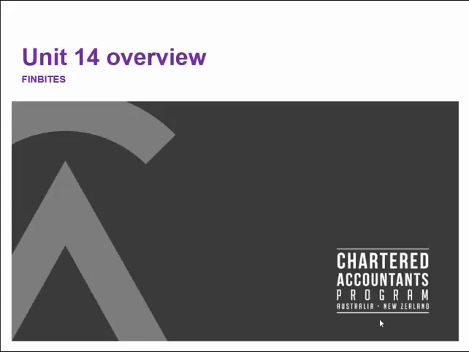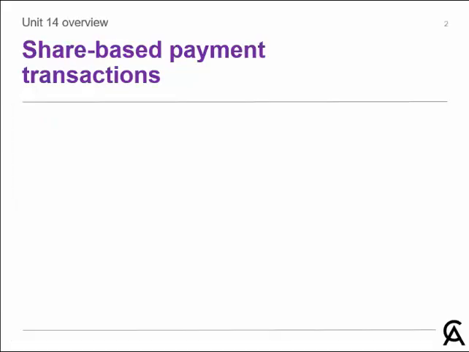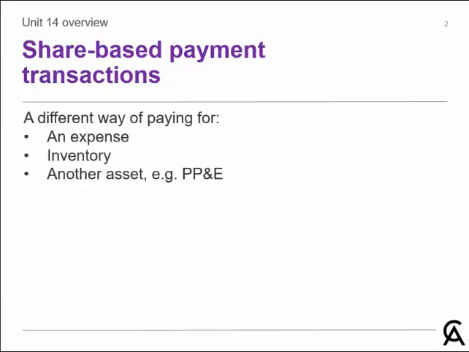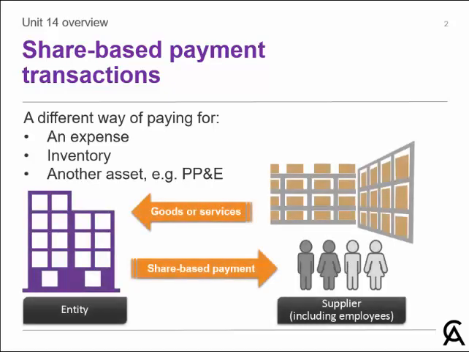On to Unit 14, which deals with share-based payments. So this is a different way that a company might pay for an expense, inventory, or another asset. Quite often we see them used as a way of remunerating employees, and that's largely a focus in this unit. So the entity receives goods or services from a supplier.